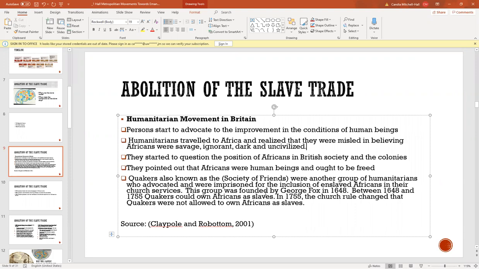And by including Africans, we mean that we should recognize that they are human beings and not properties. And also, we should recognize that they should be free people. They should not be enslaved. And so that is how the humanitarians would have started their work. Now, you had this group called the Quakers. It's a religious group, a denomination. They were also called the Society of Friends.